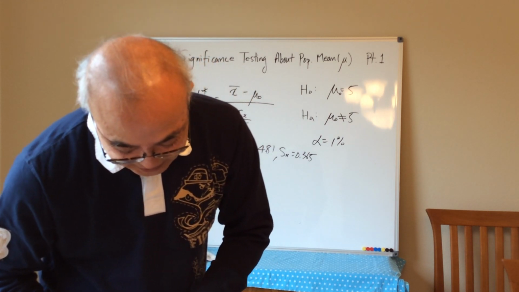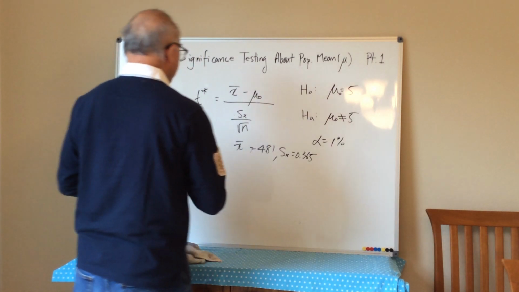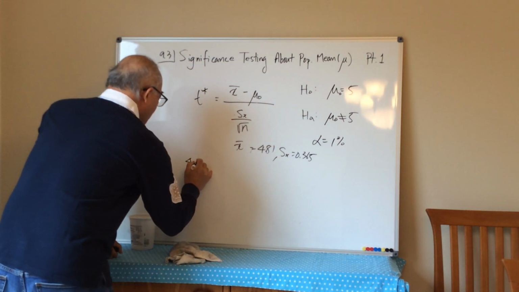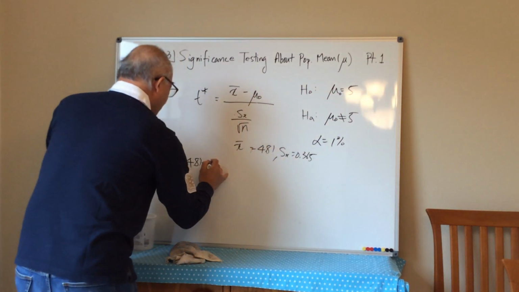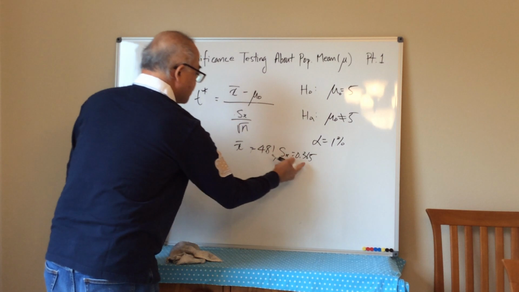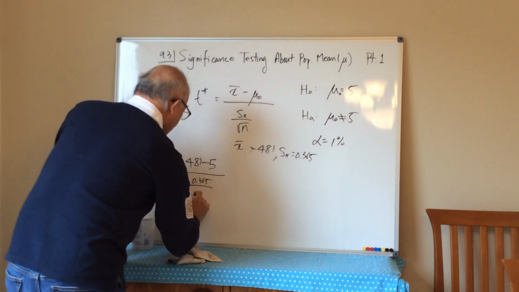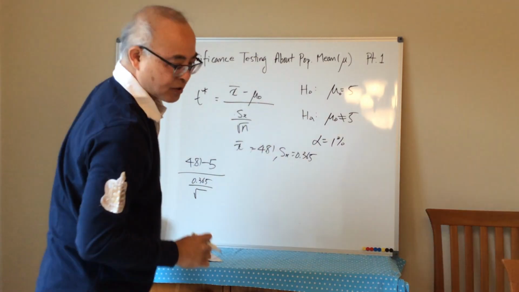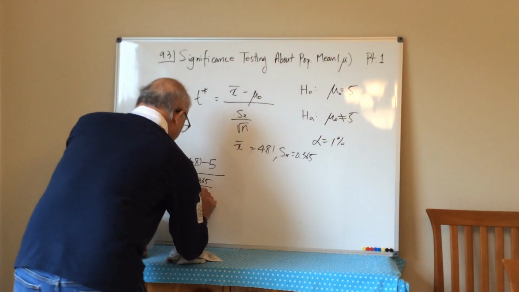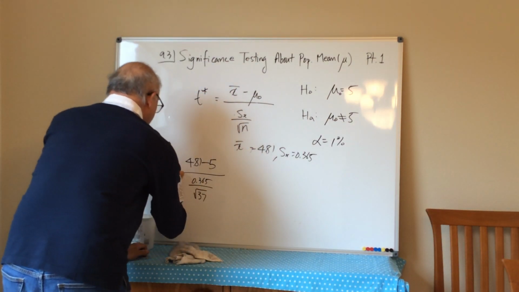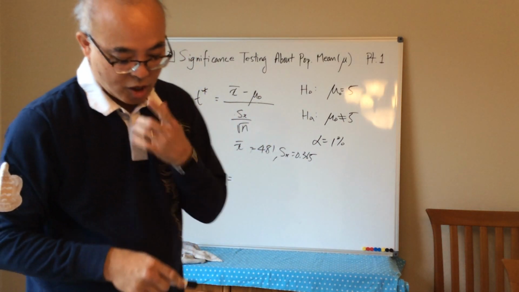B, calculate the standardized test statistic and the p-value. So the standardized test statistic is right here. X bar was 4.81 minus the mu naught, which was 5 here, over s of x, which was 0.0365, over the square root of how many samples? Well, I think it was 36, right? N was 37, I'm sorry, 37. Right? If I do that, what do I get?